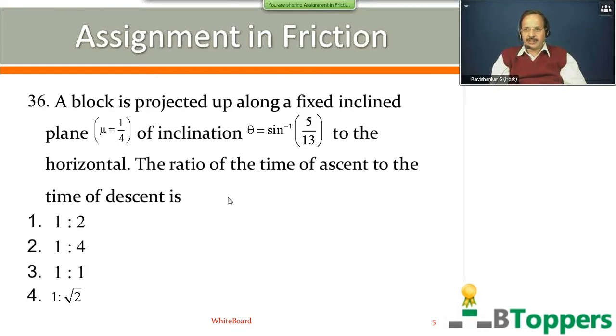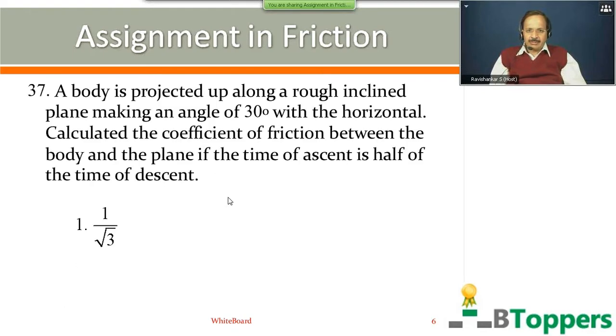This problem also comes under the discussion I have done in the theory, the direct formula. In case you need more time to answer the question, you can take a pause and take your time. See the question number 37. A body is projected up along a rough inclined plane, making an angle of 30 degrees with horizontal. Calculate the coefficient of friction between the body and the plane if the time of ascent is half of the time of descent. Come on, try the question.